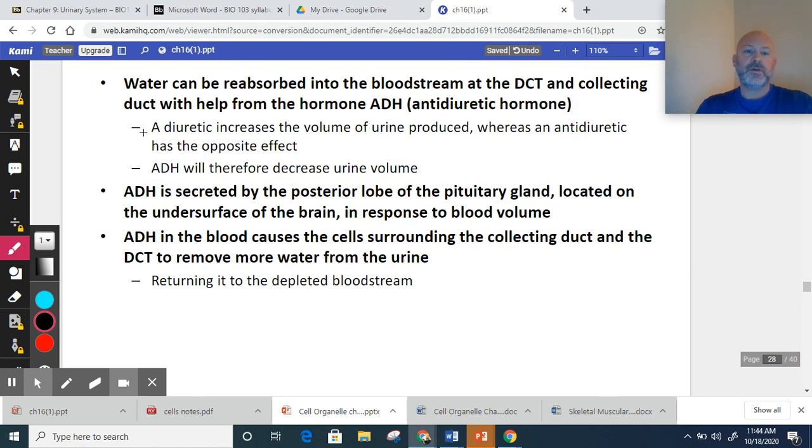All right. So we could control urine volume. If we pull water out of the urine and reabsorb it back into the blood, that'll decrease urine volume. All right, so this is coming from the posterior lobe, the posterior pituitary gland, which is up in the brain. And this causes the cells of the collecting duct and the distal convoluted tubules to take water from the urine and put it back into the bloodstream.